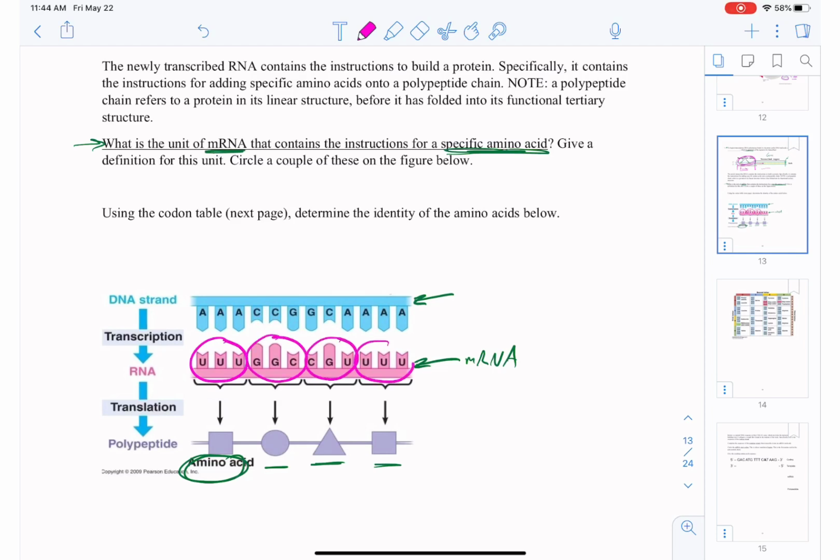are these guys here, which are groups of 3 mRNA nucleotides that we refer to as codons. So a codon is a group of 3 mRNA nucleotides that contains the instructions to add a specific amino acid onto the polypeptide chain. Each one of these 3 sets of nucleotides represents a codon. And based on each of these codons, we can actually determine what amino acid is going to be added onto the chain.